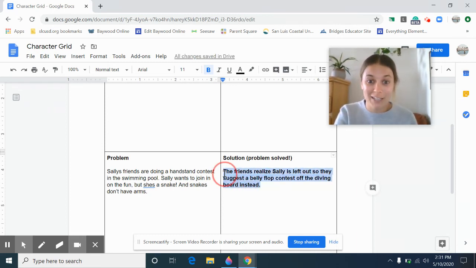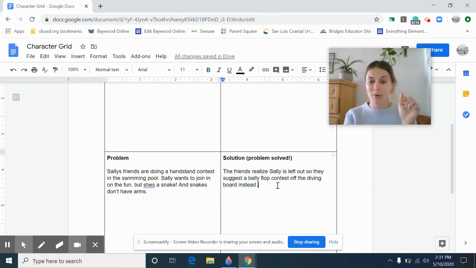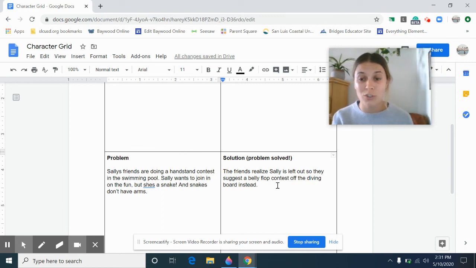Awesome. Okay, so what I want you to do is take a second, go back to your problem and think about how am I going to solve this, right? Because all good character adventure stories have a problem, but they also get solved. They have a solution. So I want you to pause the video here, find your last square and go ahead and fill in your solution.